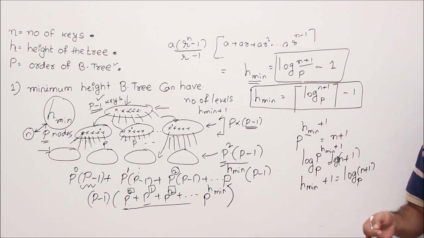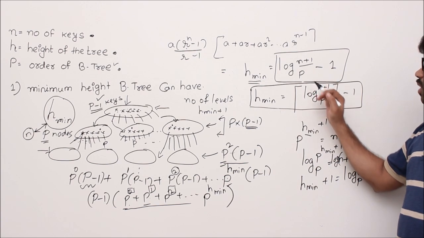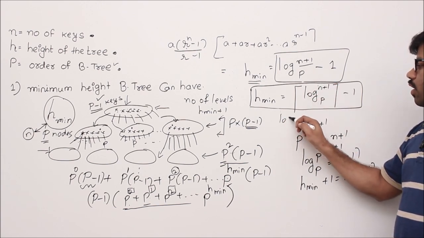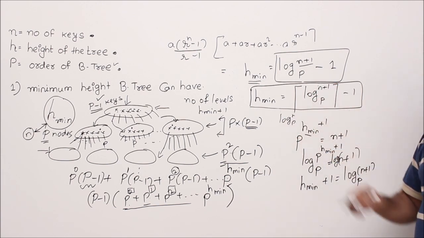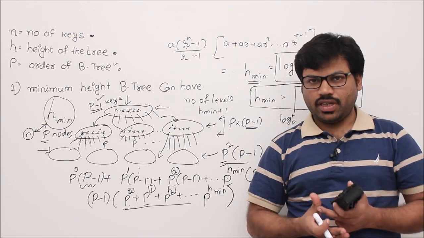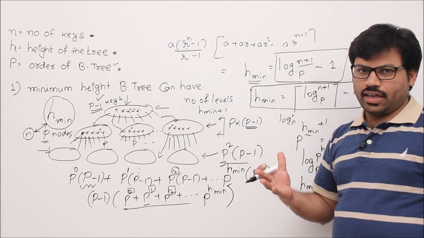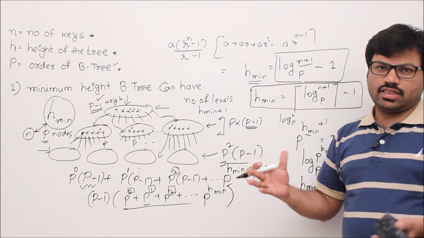If you come to asymptotic notations, the minimum height of the tree is log n plus 1, which is nothing but n, right? I can say log n base p. This minus 1 we can ignore. So in simpler words I can say log n base p. So whenever the tree has log n height, we can quickly index it.